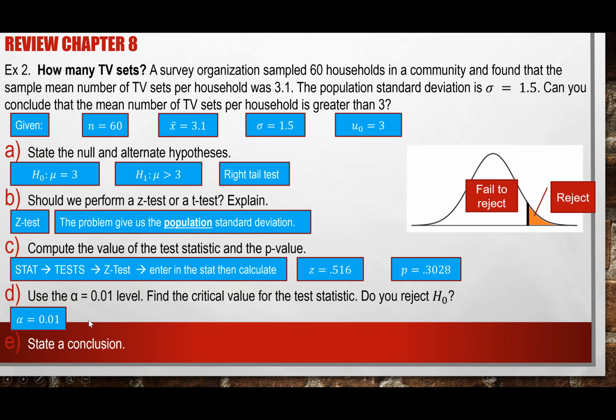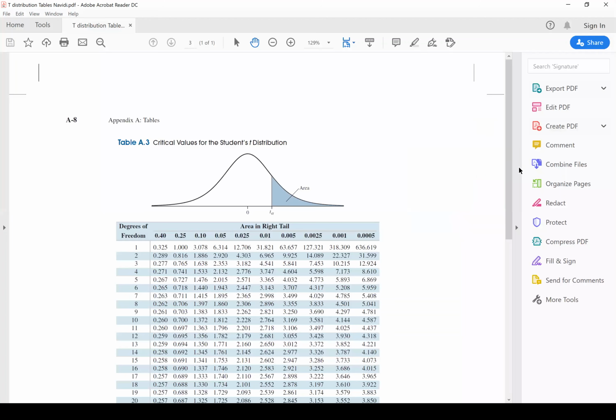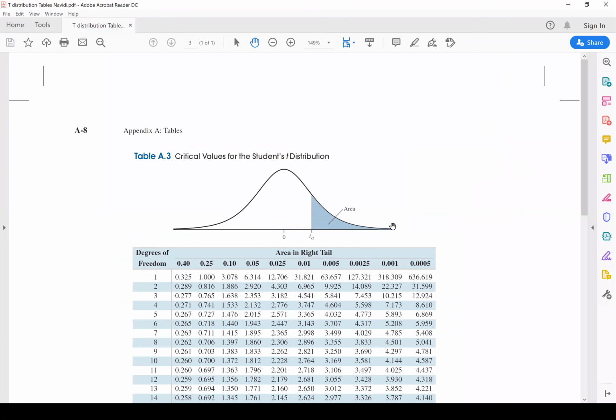So how do we find the critical value? Reminder, because we deal with a z-test, we have to find the z critical value. Our alpha is 0.01 because it's a right tail. So we use the same alpha, we don't divide anything. We only divide if it's a two-tail test, even with the z-test, t-test, or proportion. If it's not equal to, then when looking for your critical value, you have to divide by 2.